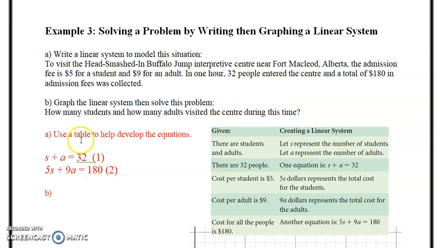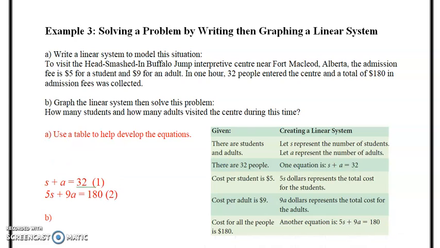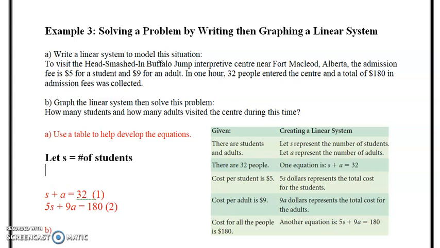All right. And remember, we say let S equal the number of students and let A equal the number of adults. I know that was in the chart, but I just want to write that out for you, okay?